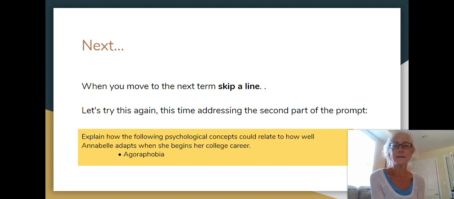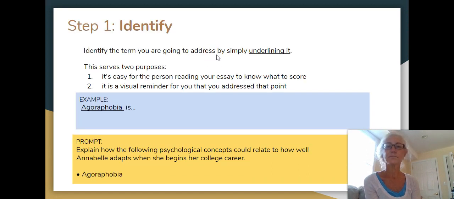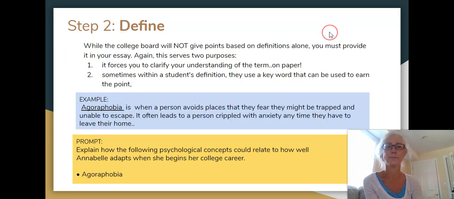Explain how the following psychological concepts could relate to how well Annabelle adapts when she begins her college career. And the term is agoraphobia. Again, we start with identifying it. Agoraphobia is. We underlined it. We're good to go, and we're ready to move on to the second step, which is to define the term.